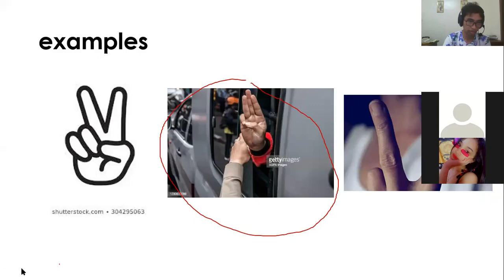What's this? And this one over here, we have the V sign. Then again, for some kids, it's just a peace sign. So don't jump to conclusions.